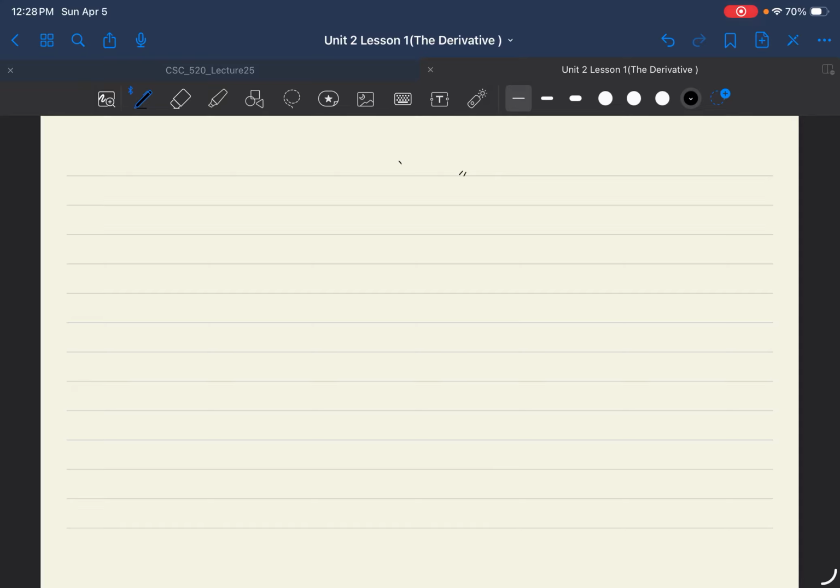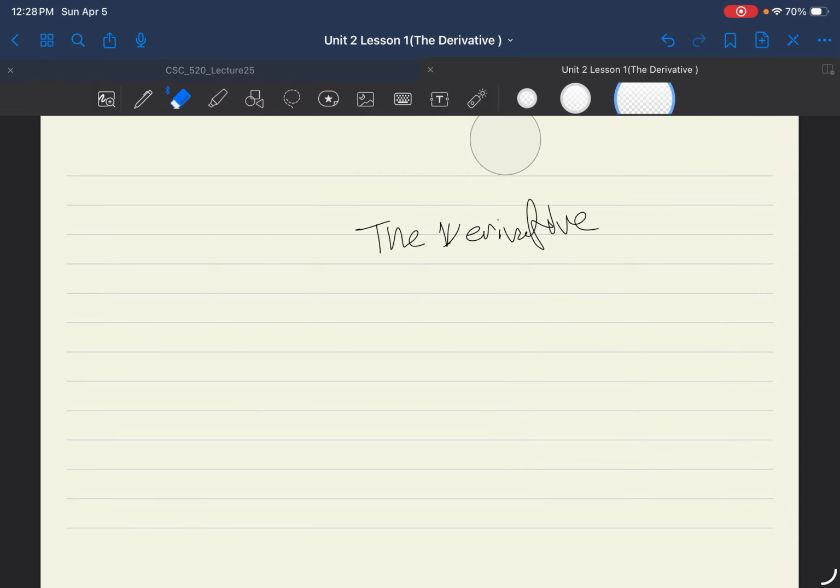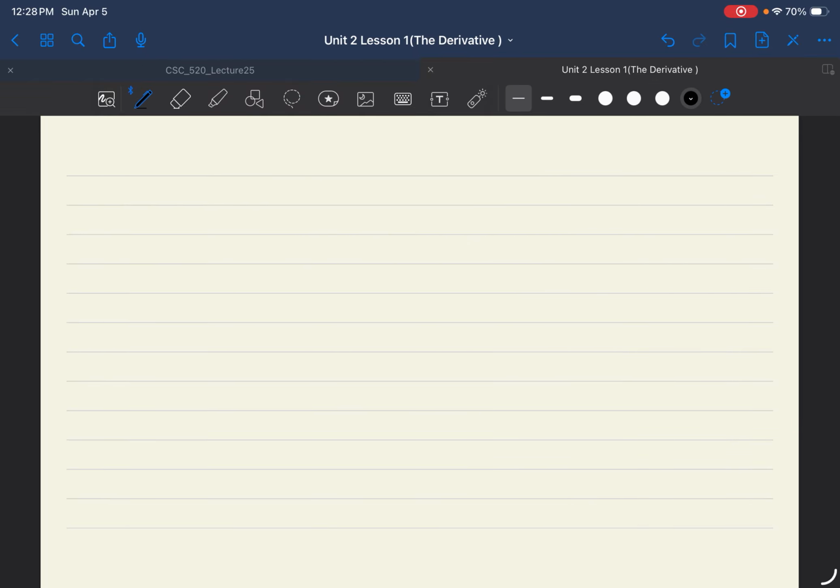Alright, welcome back everybody. We are in Unit 2. This is our first lesson, and this entire unit is based around the derivative. So, to start with the derivative, we first have to learn about instantaneous versus average rate of change.